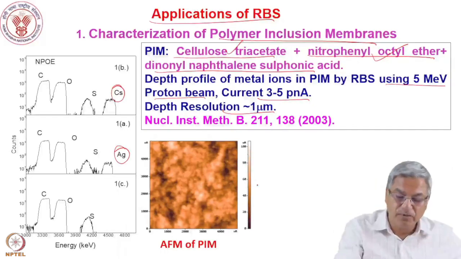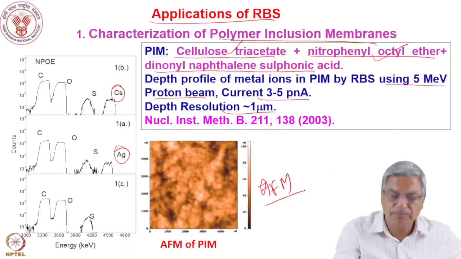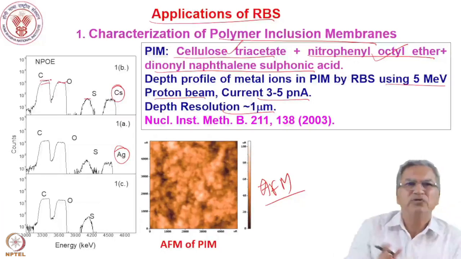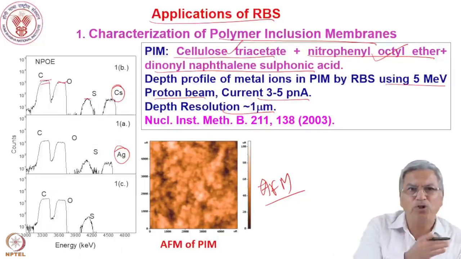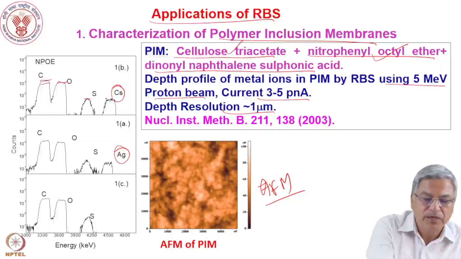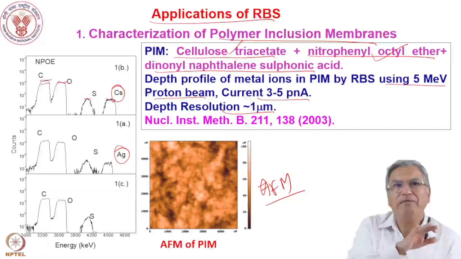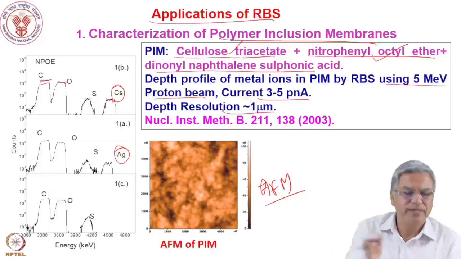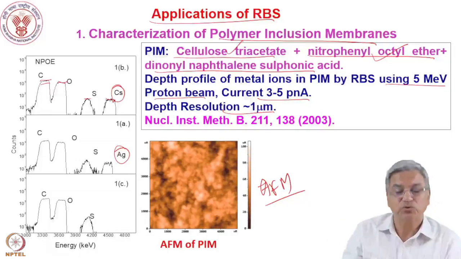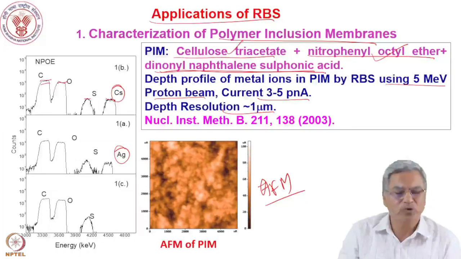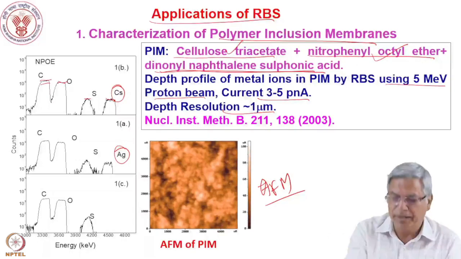And this is the RBS spectrum of the polymer inclusion membrane. And you can see here carbon, oxygen, sulfur. So these are flat. That means the carbon, that means the polymer, is uniformly distributed. And even the RBS spectrum of cesium shows that cesium is uniformly distributed in the entire membrane. So up to 100 micron, the entire thickness of the membrane, the metal ion is distributed. So the idea was to see whether this carrier molecule, the sulfur bearing molecule, is distributed uniformly in the membrane.